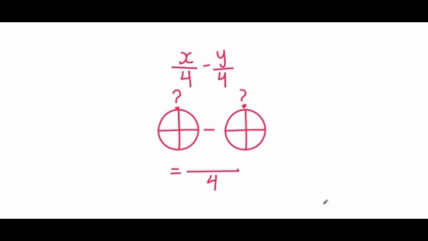Here's another example. Here we have x over 4 minus y over 4. So both these variables represent an unknown value, so we don't have any parts shaded in. However, there are 4 equal parts, so the denominator will remain 4, and our numerator will be x minus y.